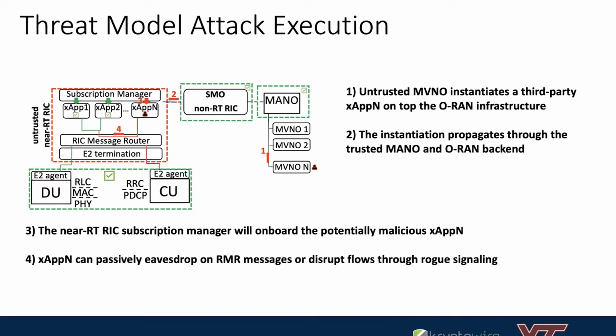If we take a look at the actual propagation of the attack through this architecture, we designated some trusted and untrusted entities and made some assumptions regarding them. First we see an untrusted MVNO, and by untrusted, not necessarily malicious, but it can also be non-expert, making configuration mistakes that essentially instantiate an XApp on top of the infrastructure. Now, this propagates through what we have assumed to be the trusted backend and is onboarded. At that point, it has access to the messages flowing back and forth in the RMR.